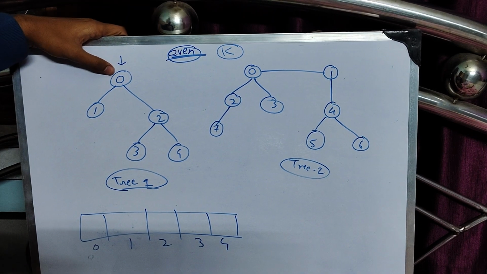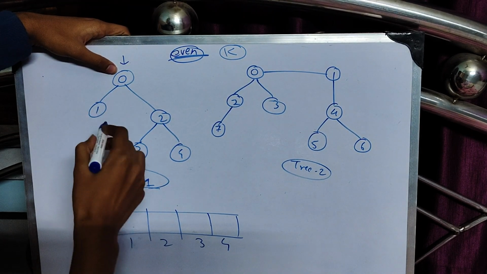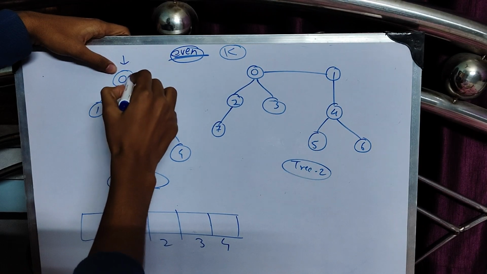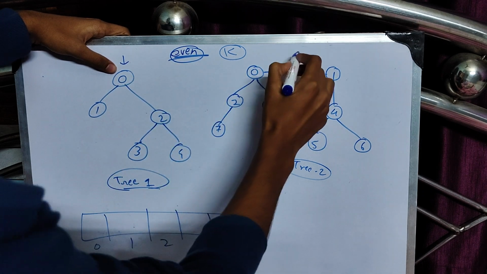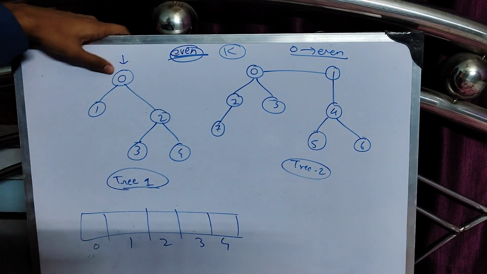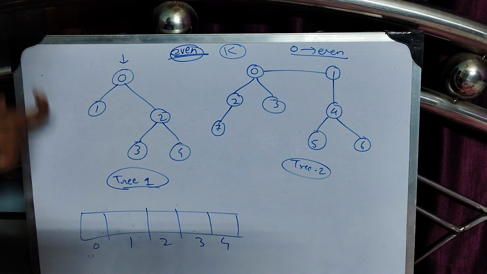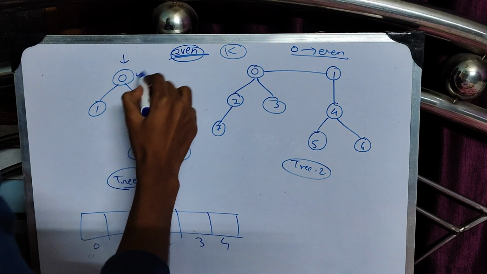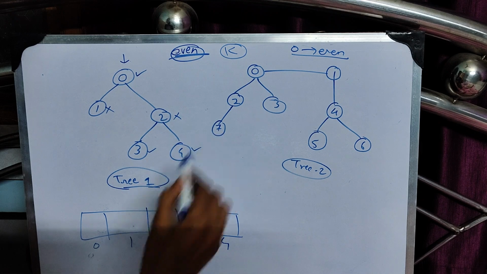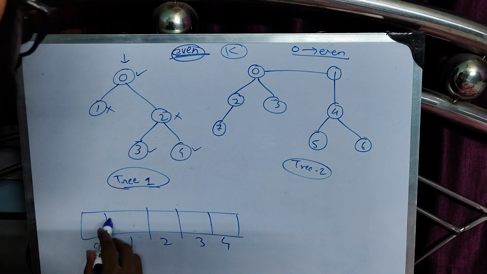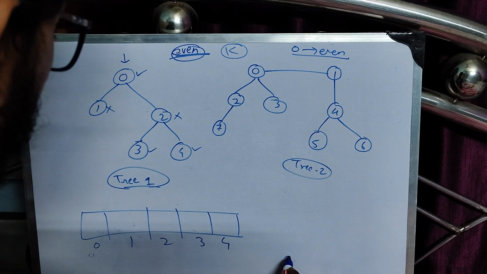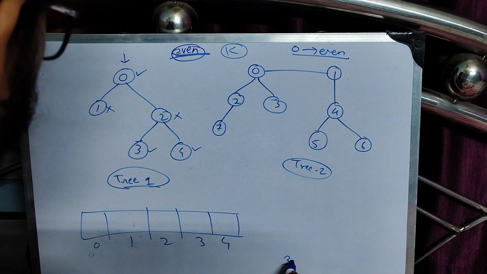So if I talk about the 0th node, for coming from 0 to 0, can I count 0? From 0 to 0, I have encountered 0 edges, and 0 is an even number, so I can count this. 1 edge no, 1 edge no, 2 edges yes, 2 edges yes. So for 0, from tree 1, I am going to get 3 even nodes, 3 even targets.